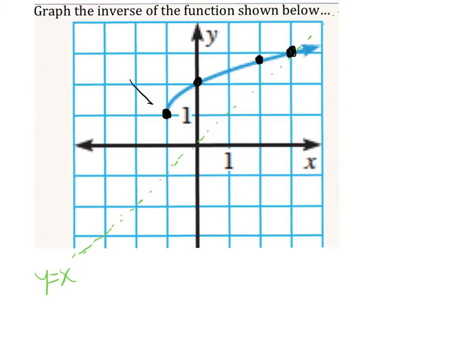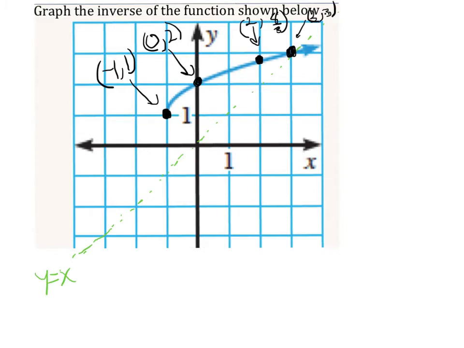Alright, so this point here is -1, 1. This point here is 0, 2. This point here looks to be about 2, comma, 2 2/3. So that's going to be 8/3. And then this point here is 3, comma, 3.